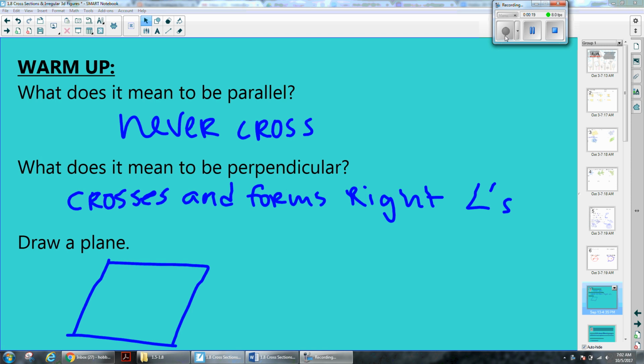Here's a picture of your plane. It's like that sheet of paper. Has a length and a width, but no thickness. Kind of looks like a rhombus when we sketch it out.